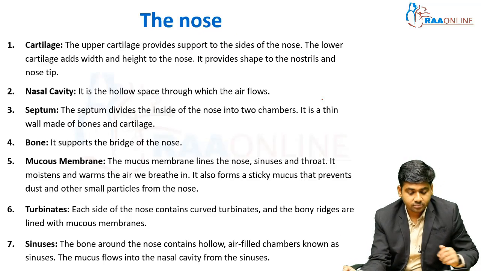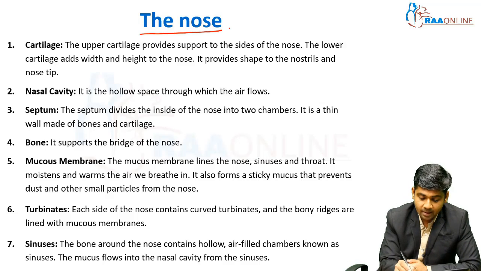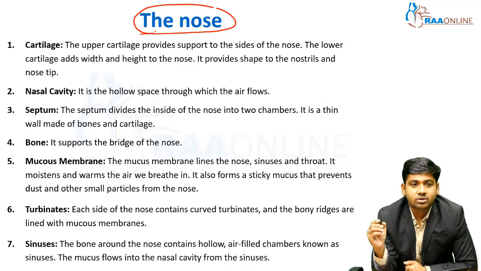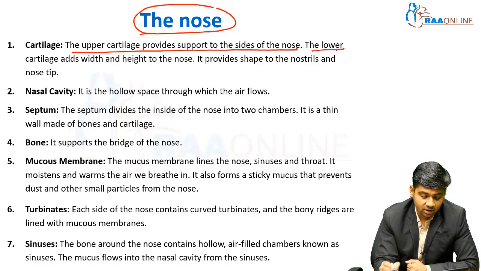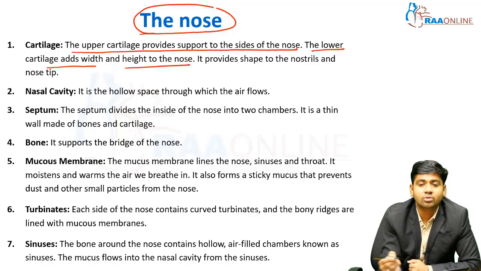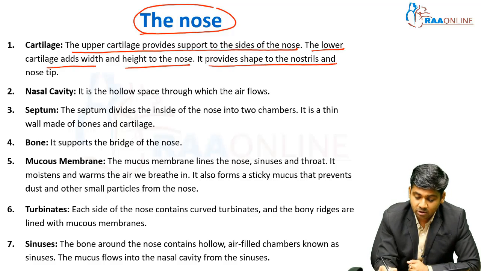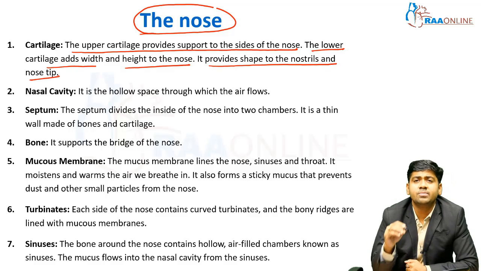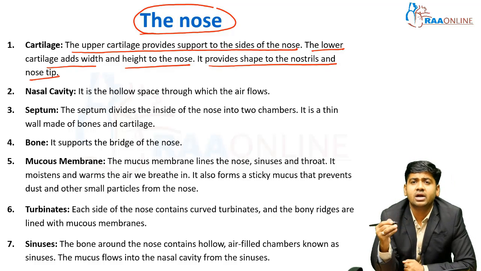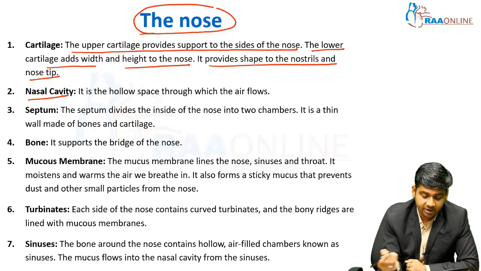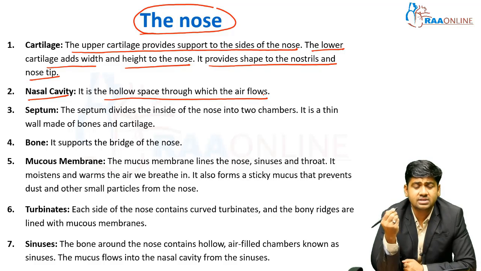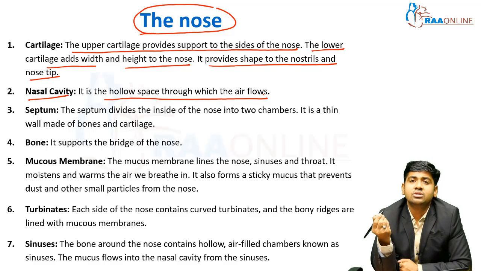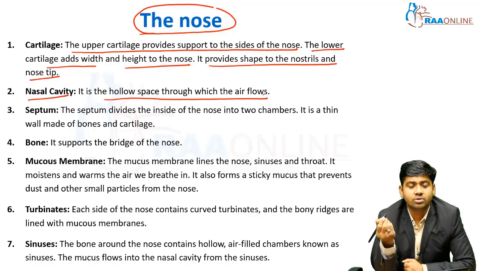Okay. Coming to the nose. What are the parts of the nose? It has cartilage. The upper cartilage provides support to the sides of the nose. The lower cartilage adds to the width and height of the nose. It provides shape to the nostrils and also the nose tip. It simply is the outer covering. There are two types of cartilage, upper cartilage and lower cartilage. Nasal cavity. It is a hollow space through which the air flows in the nose. The nasal cavity, also known as nares, is through which the air flows in and goes out.